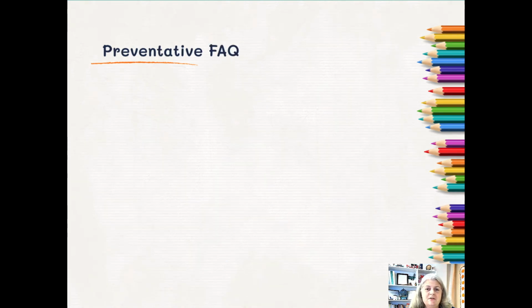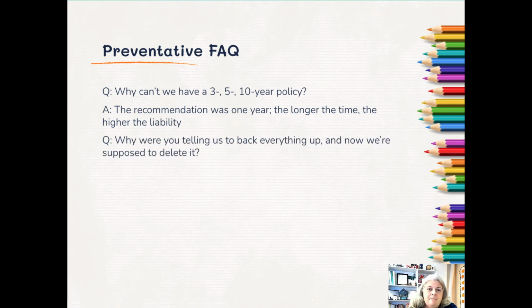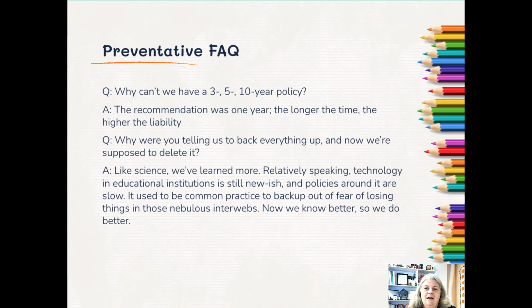Okay, so here's a little bit of preventative FAQs. Why can't we have a 3, 5, 10-year policy? The recommendation was 1 year. So that's something. And the other piece is, over time, we have a higher liability. Why were you telling us to back everything up, and now we're supposed to delete it? Well, kind of like science, we've learned more.